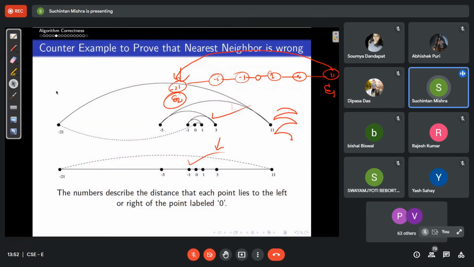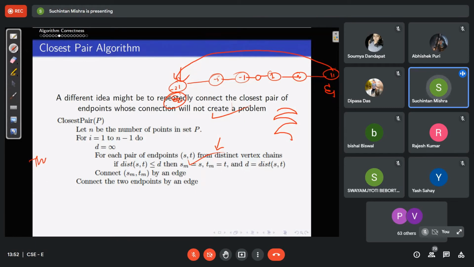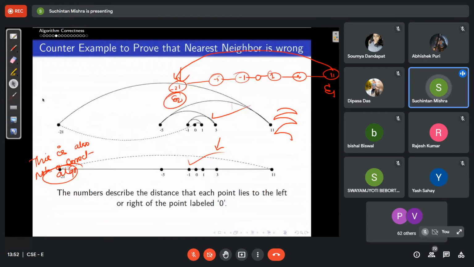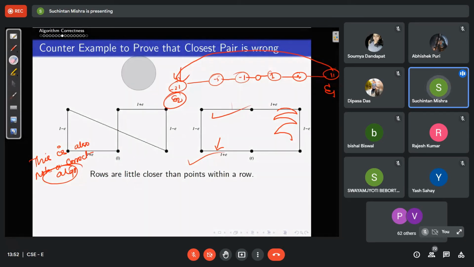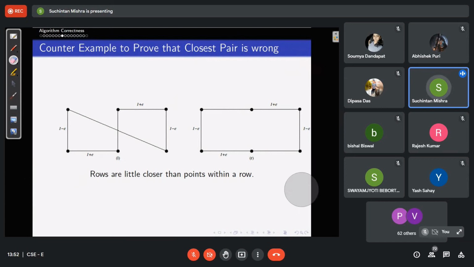But again, if I come here, this is also not a correct algorithm. Yes, the closest pair of points solves this problem. But the closest pair of points cannot solve the problem in every case. There will be a case where this closest pair will fail. So let us see the counter example for closest pair of points.